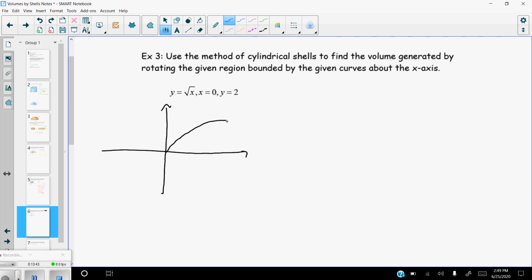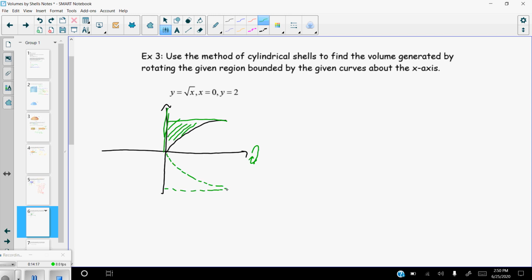So be careful on this one, because a lot of times people get this region wrong. x equals 0 is the y-axis. And y equals 2 is this horizontal line up here. So this is our region right there that we're actually going to rotate. We're going to rotate that around the x-axis, so we're going to go this direction. If we were to sketch what it looks like on the other side, it looks something like that.